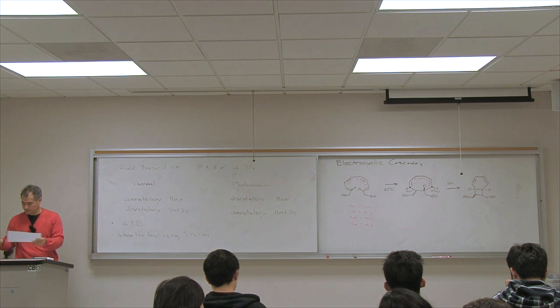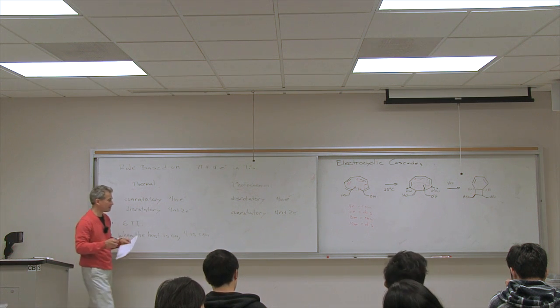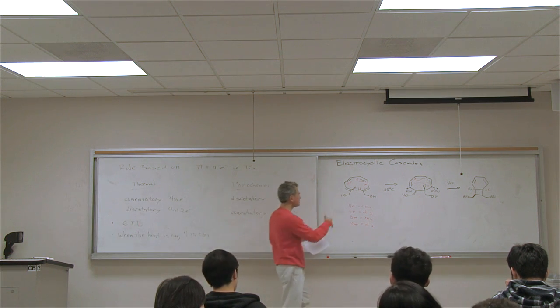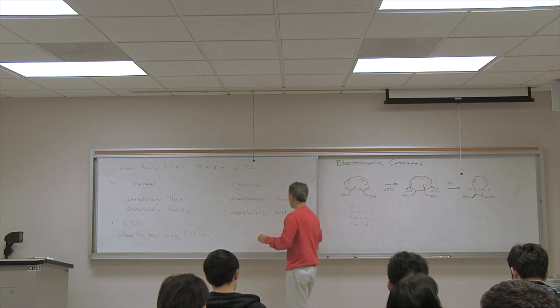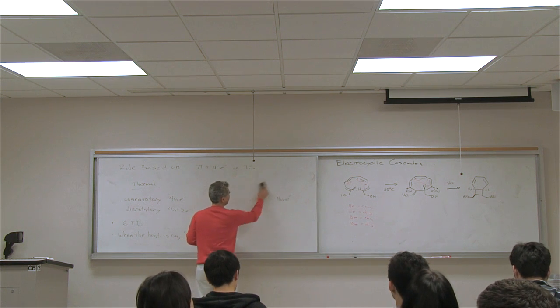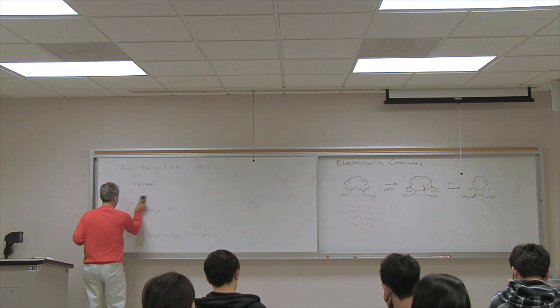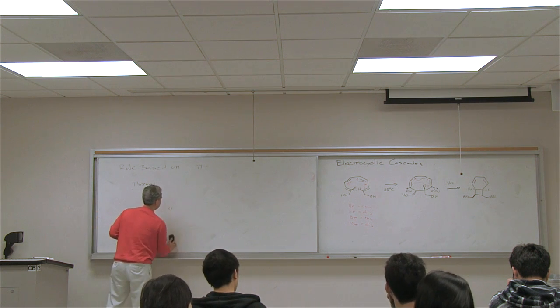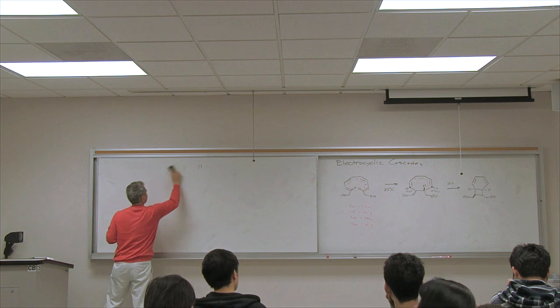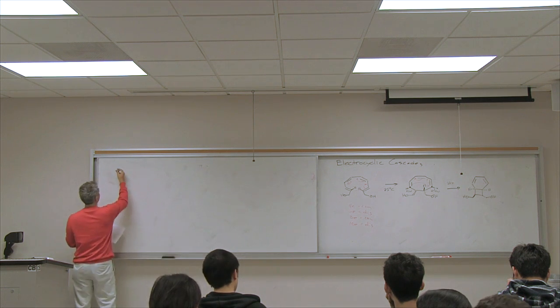Okay, let's take an example of a 5-membered ring. So this is 8-membered rings, 6-membered rings, and really the important thing is 8-electron and 6-electron processes. Let's take a look at a 5-membered ring.